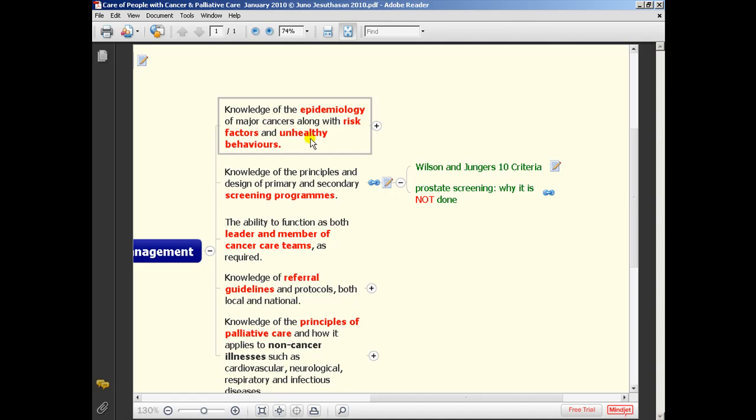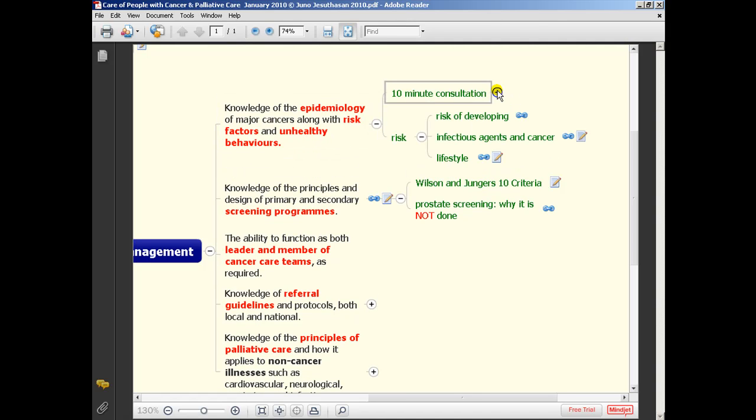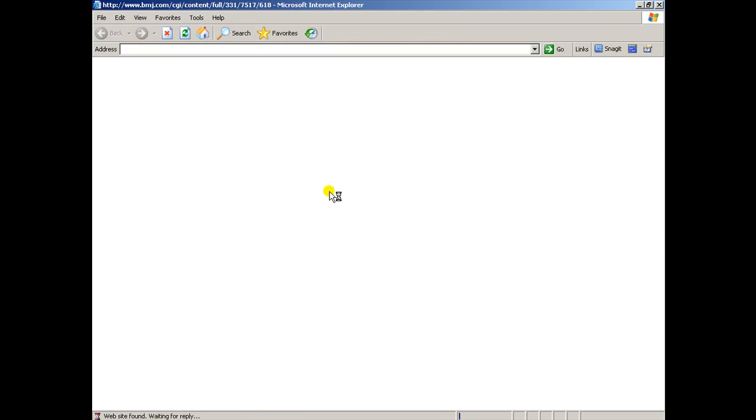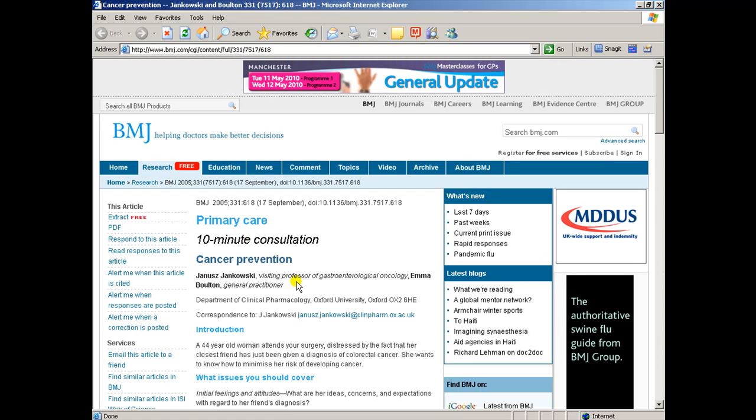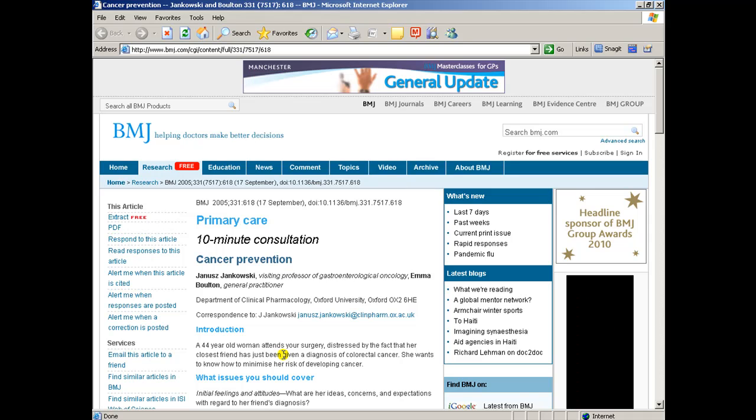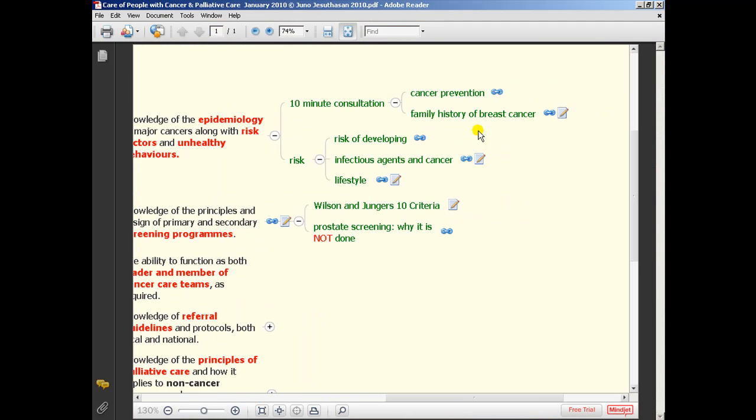Now about the epidemiology of major cancers and risk factors. So this is really a link into the 10-minute consultations from the BMJ, one of my favorite resources. And as always, these are scenario based. A 42-year-old, 44-year-old woman attends your surgery distressed. Family history of breast cancer, again a link.